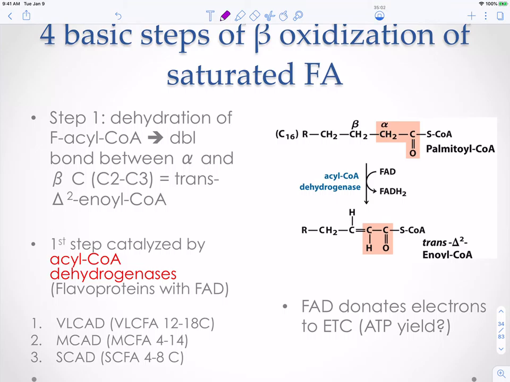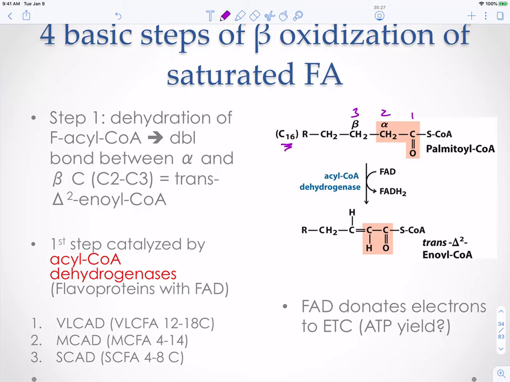Okay, so step one, again, we're talking about our palmitate. We have our 16 carbon fatty acid. And again, remember the numbering. We have carbon 1, carbon 2, carbon 3. Our carbon 2 is our alpha, our carbon 3 is our beta. And you can see that this pink area is what we're going to eventually cleave off to generate our acetyl-CoA. So the cleavage is going to occur between the beta and the alpha.